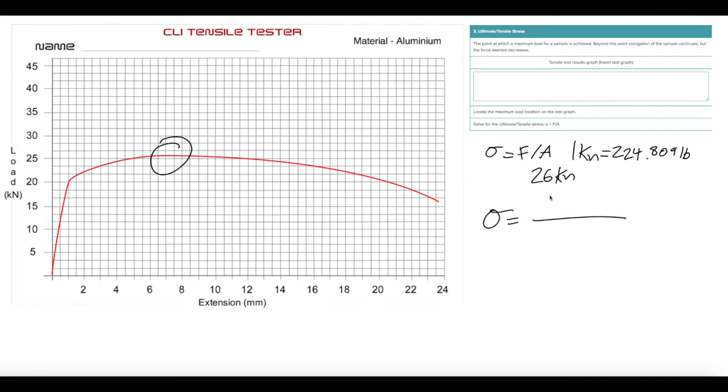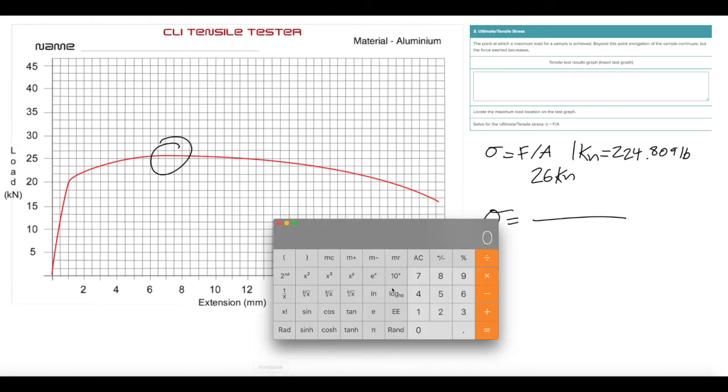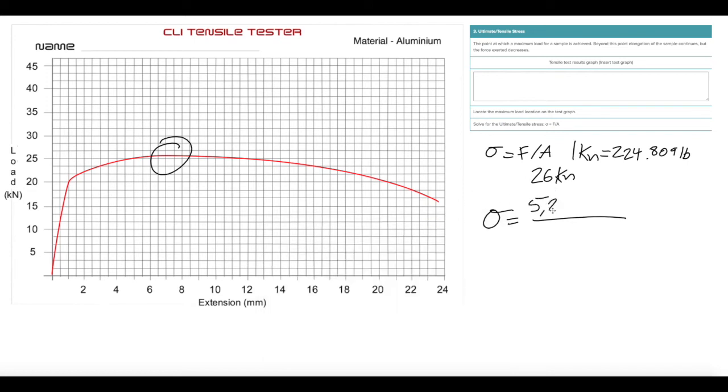Of course we need to convert that over. Let's get started with that. So force, I'm going to get my calculator out again. 26, and I'm going to multiply it by 224.809 to give me pounds. Ooh, that's a big one. Okay, so 5,845.034 pounds. Let's go ahead and write that down. 5,845.034 pounds.